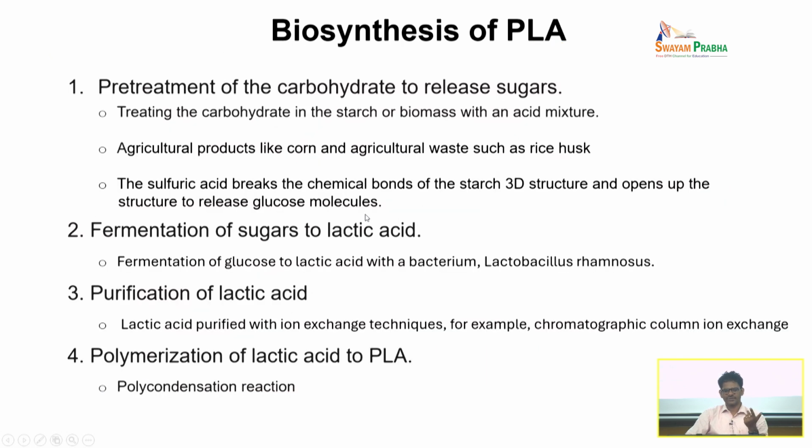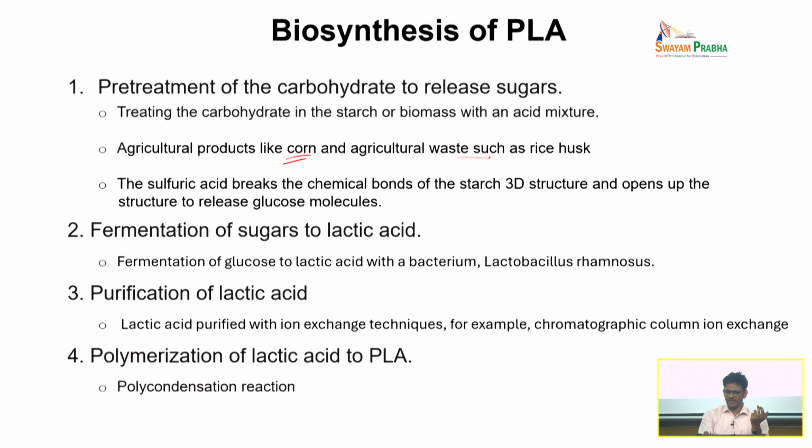So then we go to what is called the biosynthetic route, or biosynthesis of PLA. So here the idea is to take carbohydrates from various sources, let's say corn, or it could be agricultural waste like rice husk and other things. Okay, so whichever carbon rich resource is available in large quantity and low cost, you can take that as a carbohydrate source, and you try to convert this carbohydrate into sugars.